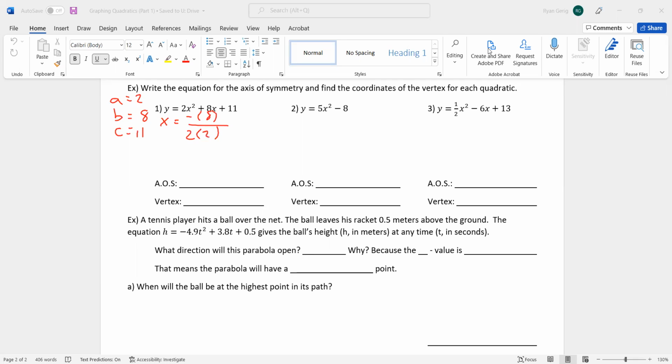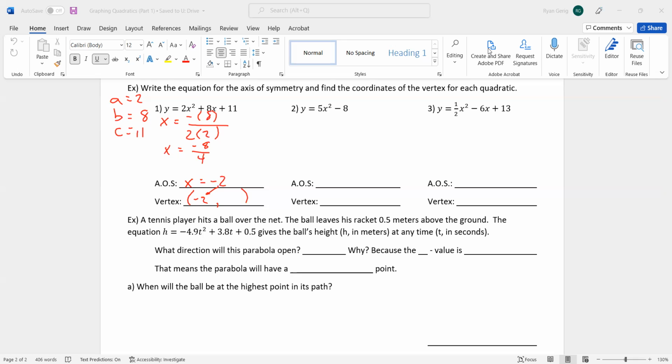And now simplify that. So negative 8, 2 times 2 is 4. Negative 8 divided by 4 is negative 2. So x equals negative 2. You need the whole equation. X equals negative 2. The vertex is a point. And nice thing is I can just take that negative 2 and put it right here. How do I get the y coordinate? I just plug it in.